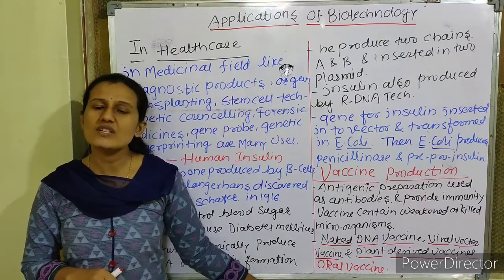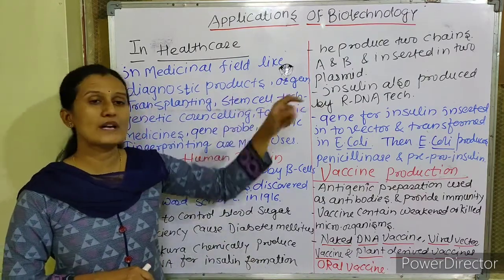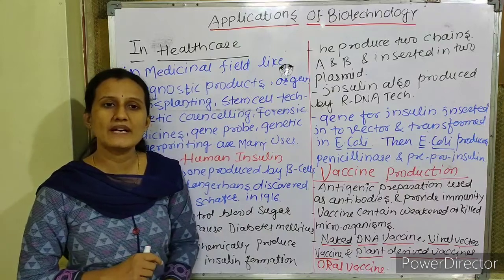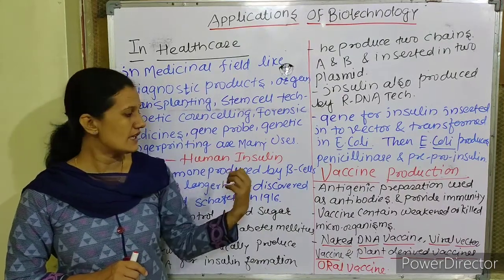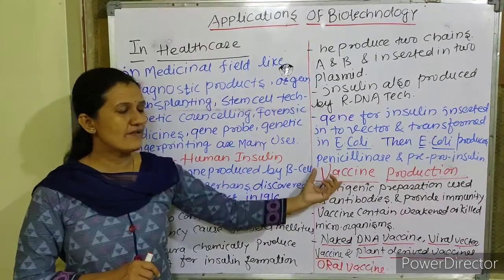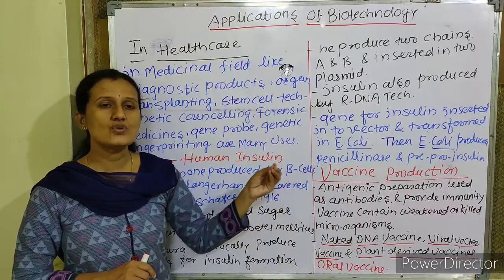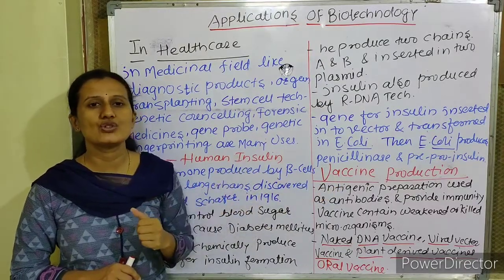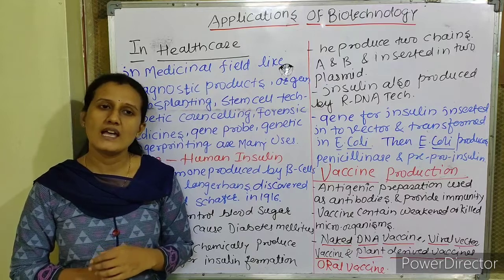These are the uses of biotechnology or applications of biotechnology in the field of healthcare or medicines, like human insulin and the vaccine. These two are the important applications of biotechnology from the healthcare field.